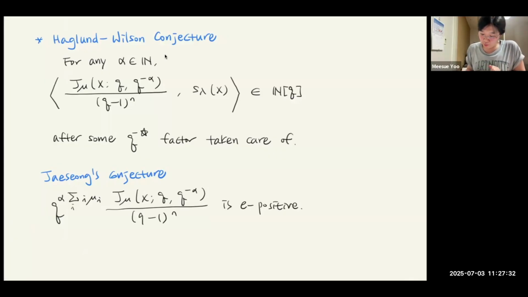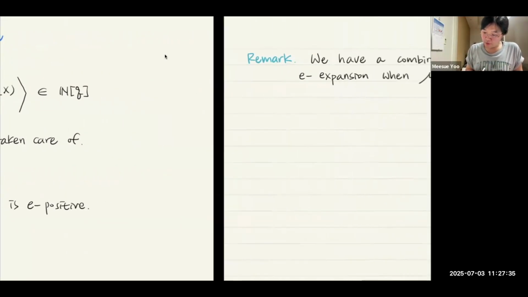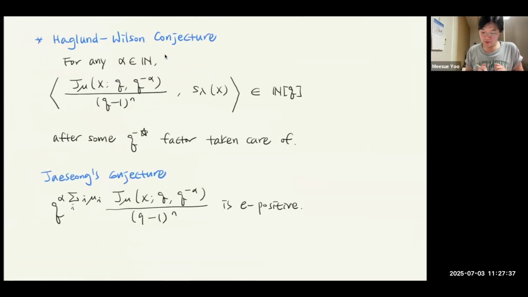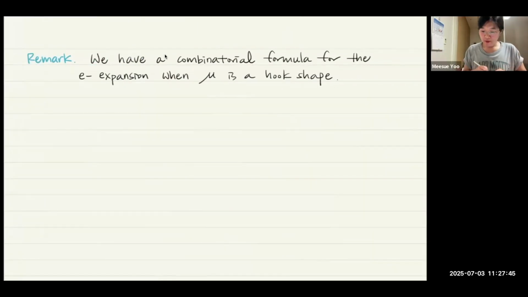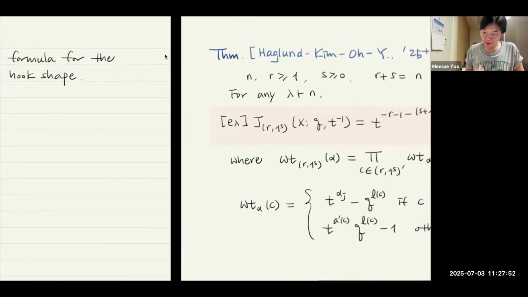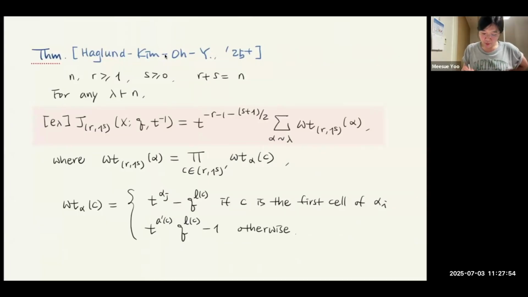And we proved that this e-positivity is true when mu is a hook shape. We have a combinatorial formula for the e-expansion when mu is a hook shape, and that's what I'm going to show you now. So when mu is a hook shape, the hook shape is like this.